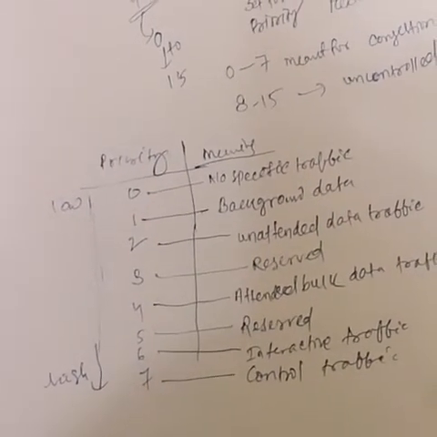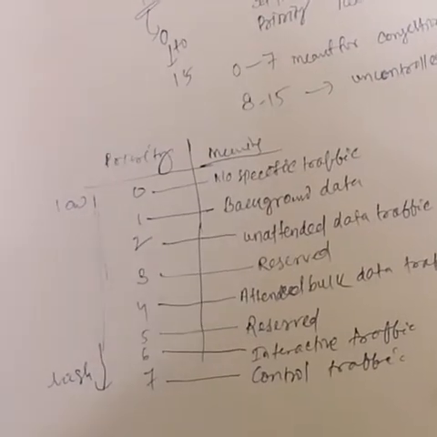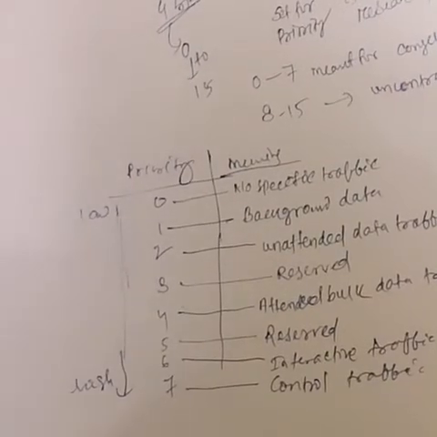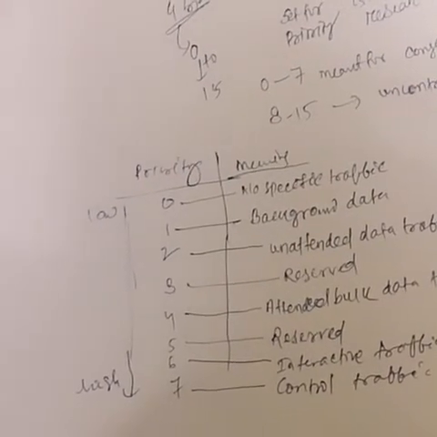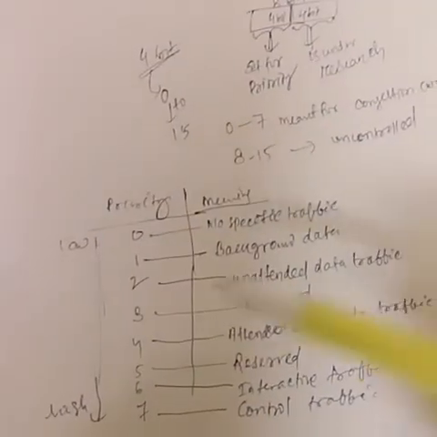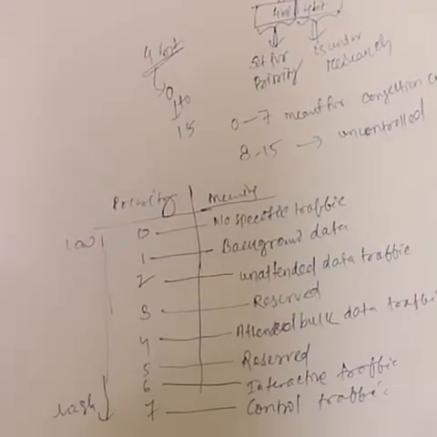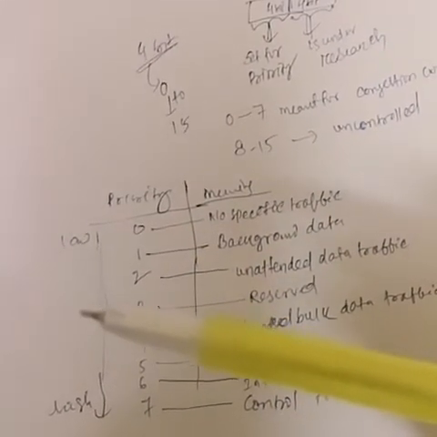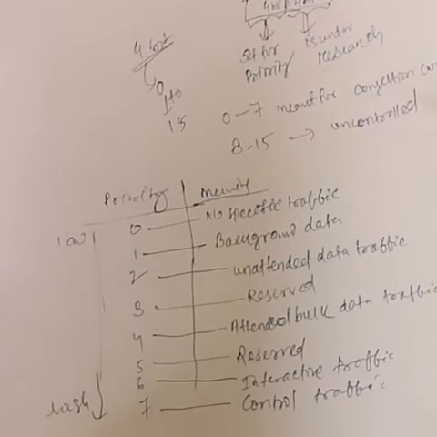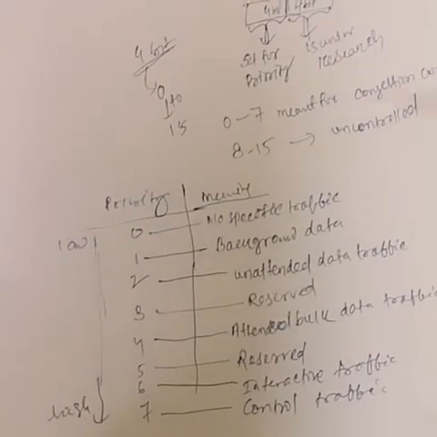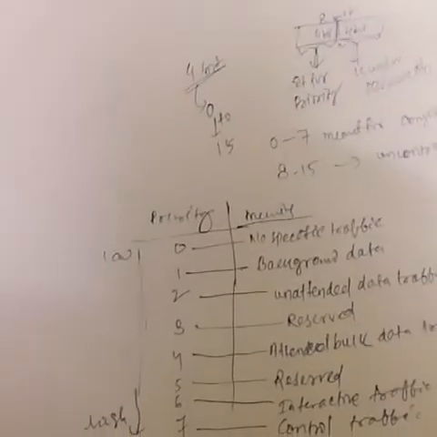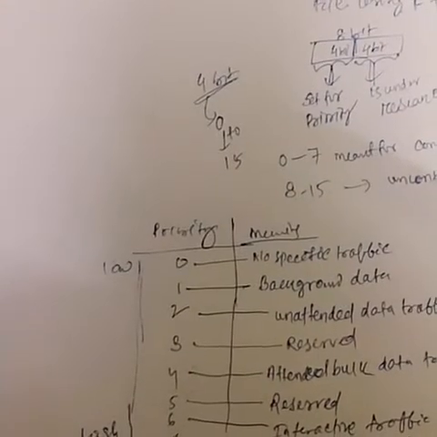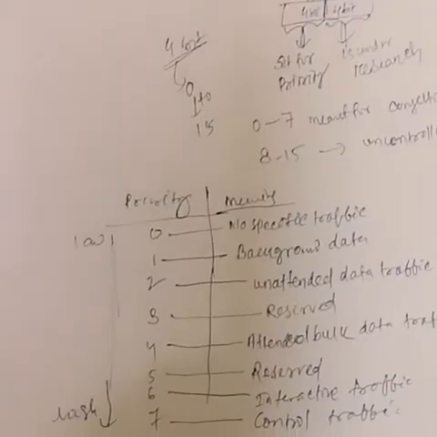Priority value 1 means whenever a process is sending data, suppose the sender is sending data to the receiver, and the sender process and the receiver process are both running in the background. This is called background data. Even if the data is lost, it can be retransmitted and made available.